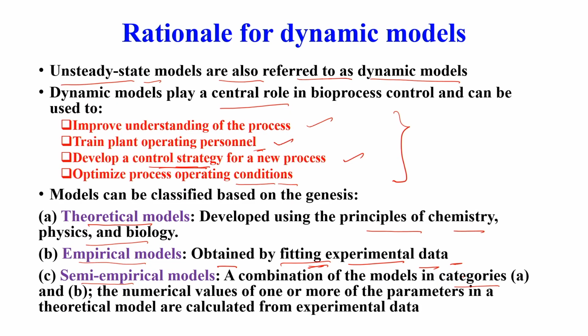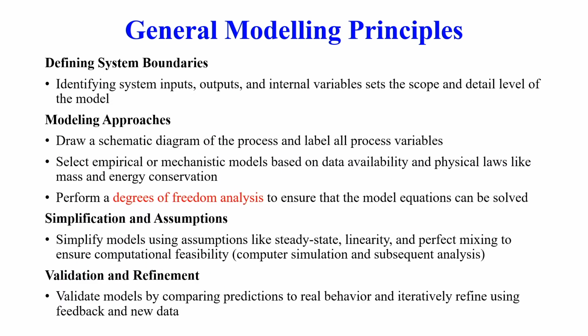So, this is particularly a combination of models in category A and B. So, the numerical value of one or more parameters in the theoretical models are obtained from the experimental data or the empirical models. So, what are the general modeling principles when we are going to model the process?